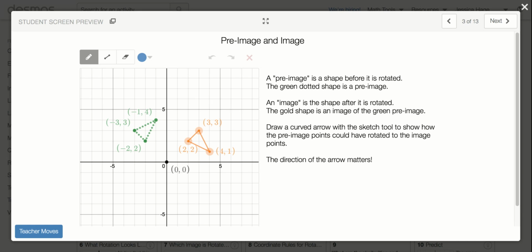Slide 3. A pre-image is a shape before it is rotated. The green dotted shape is a pre-image. An image is the shape after it is rotated. The gold shape or the orange shape, the triangle, is an image of the green pre-image. We want to draw a curved arrow with the sketch tool to show how the pre-image points could rotate to the image point. So the direction of the arrow matters. So let's point out here that the pre-image is not in quadrant 1, it is in quadrant 2.